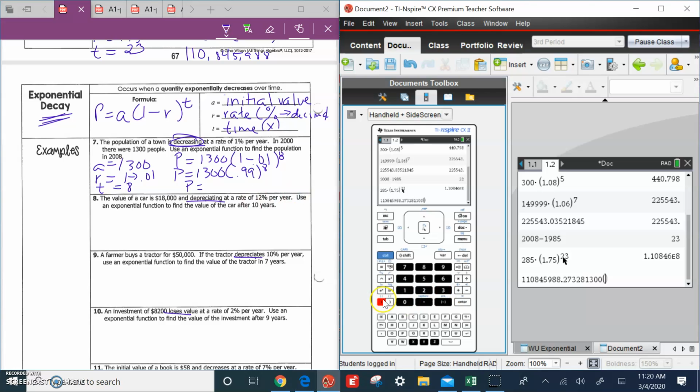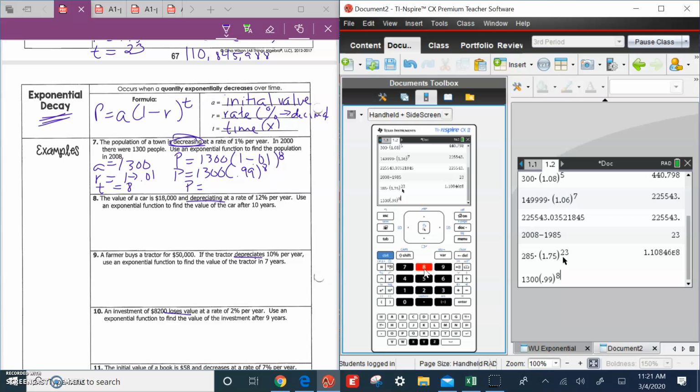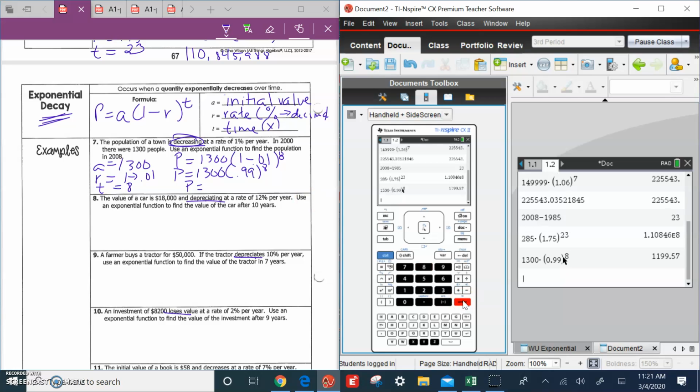1,300 parentheses 0.99. Oops, sorry. Just realized I still have the number there. 1,300 parentheses 0.99 raised to the 8. All right, again, this is actually talking about population, not money, population. And it's people, so I don't need to get the decimals. And we don't round people up. So we leave it like that. That's how many people we'll have in our town.